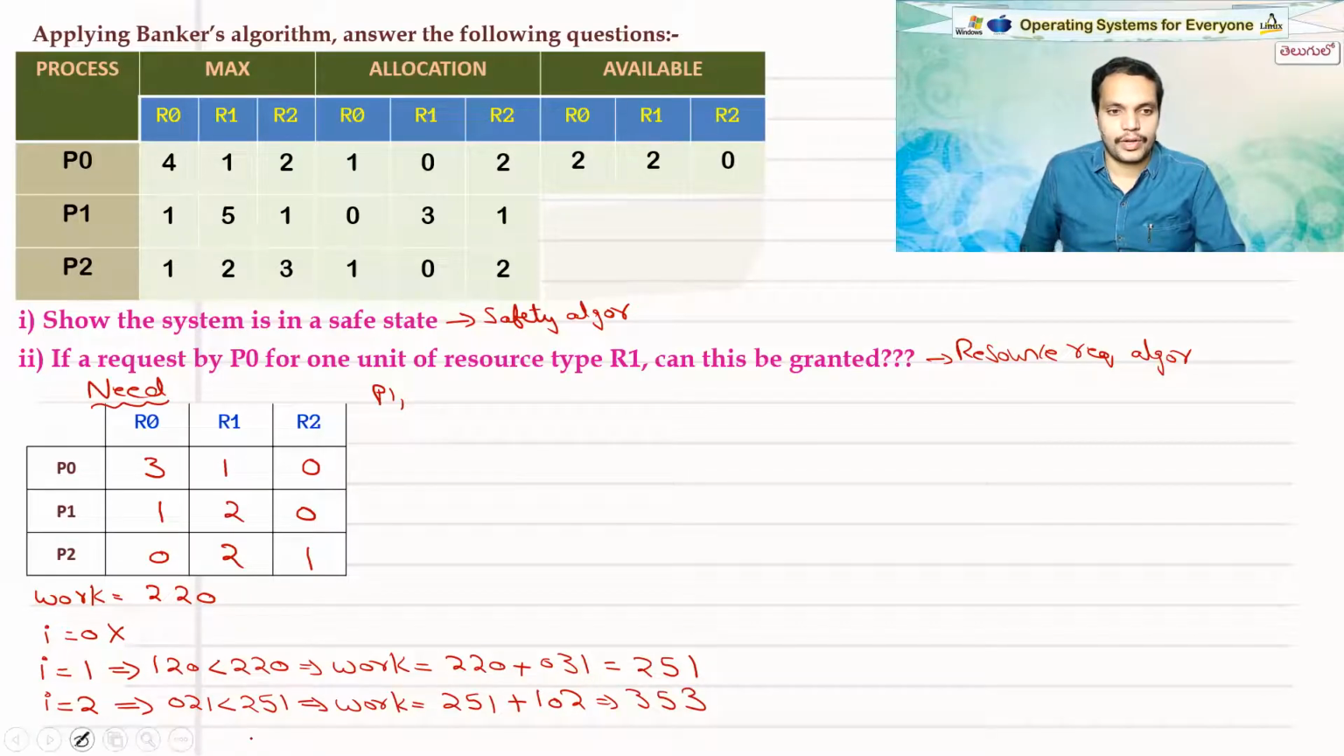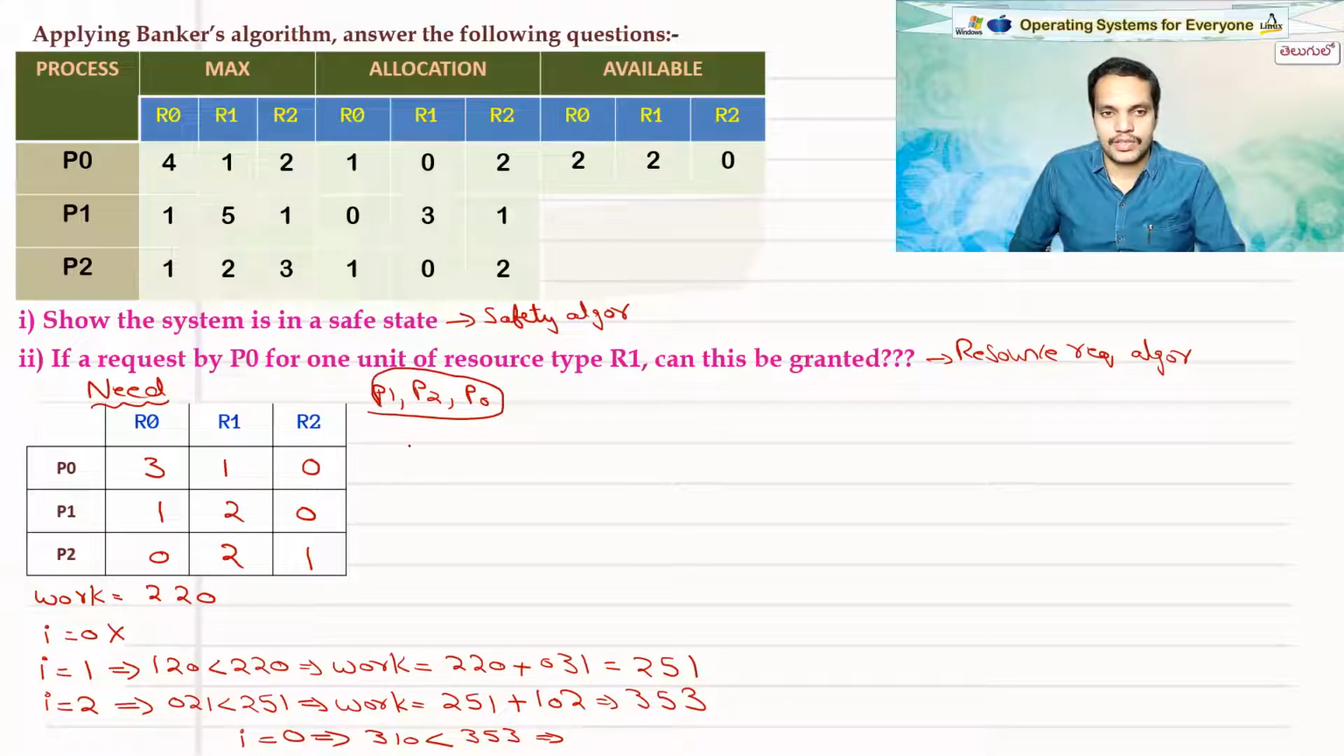And finally, let me try I is equal to 0 again. For I is equal to 0, the requirement is 3, 1, 0 now, which is less than the work 3, 5, 3. So after P1, I will go for P2, and after P2, I have P0. There is a safe sequence here. So I can say that this system is in a safe state because a safe sequence exists. So this is a safety algorithm, that's okay.